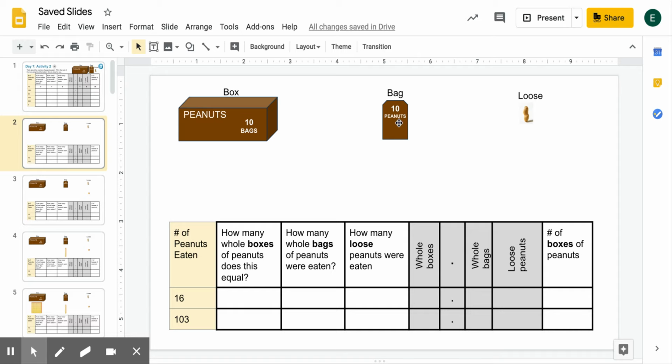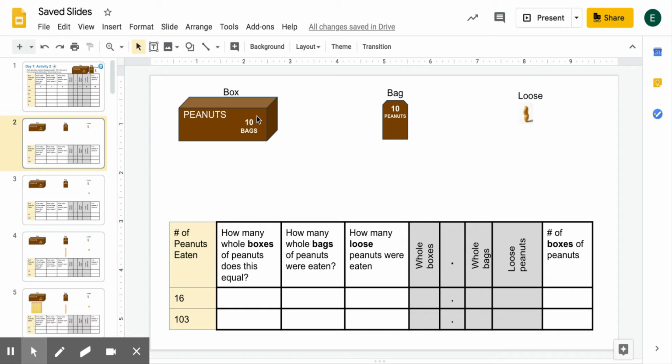I also see a box of peanuts. I know that each box can hold 10 bags. So it's kind of like I'm multiplying by 10 again. 10 loose nuts fill one bag, 10 bags fill one box.